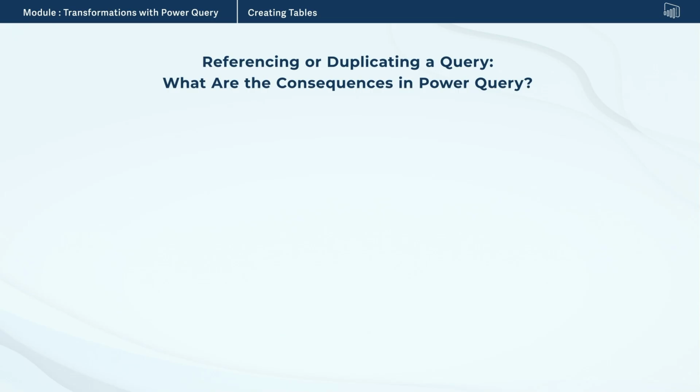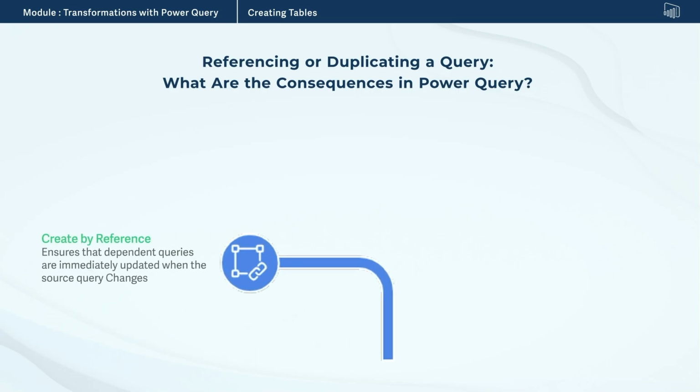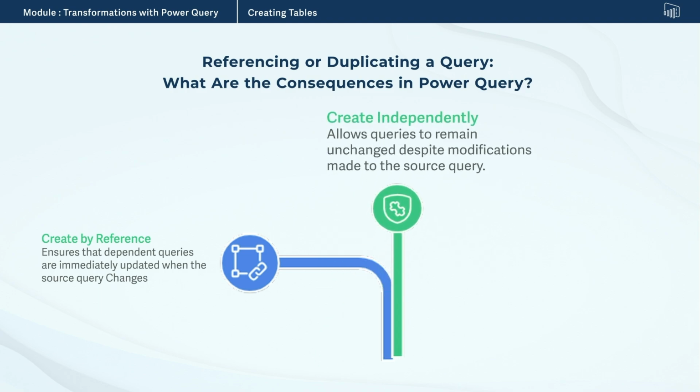In Power Query, a query created by reference remains tightly linked to its original source. This means that any change made to the source query, such as deleting a column, will immediately affect all dependent queries. In contrast, a duplicated query is an independent copy.